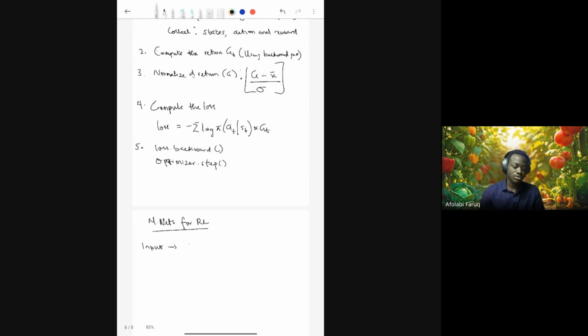And within these inputs, we have some important information such as the cart position, the cart velocity, the pole angle, and the pole angular velocity. I hope this is written well. Okay, so that's the input.